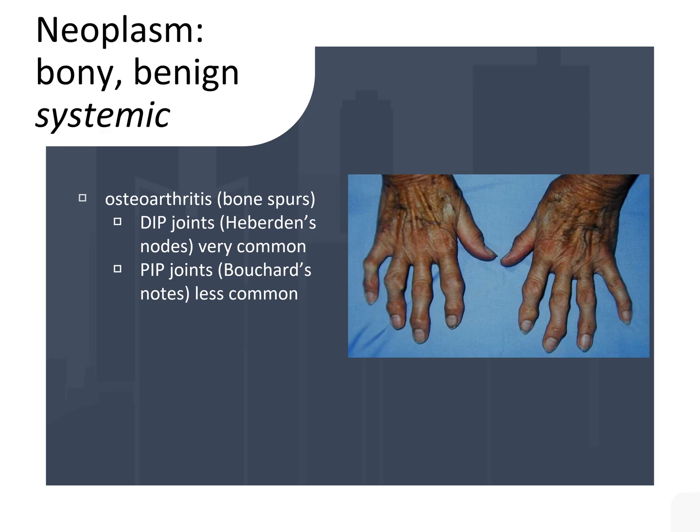Of course, osteoarthritis can cause bony neoplasms, which are really osteophytes, and these can be at the DIP, which we call Heberden's nodes. These are extremely common. Or they can be at the PIP, which are less common in osteoarthritis, and those are called Bouchard's nodes.